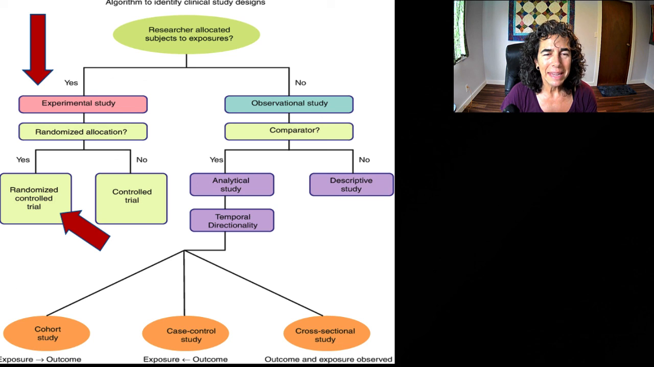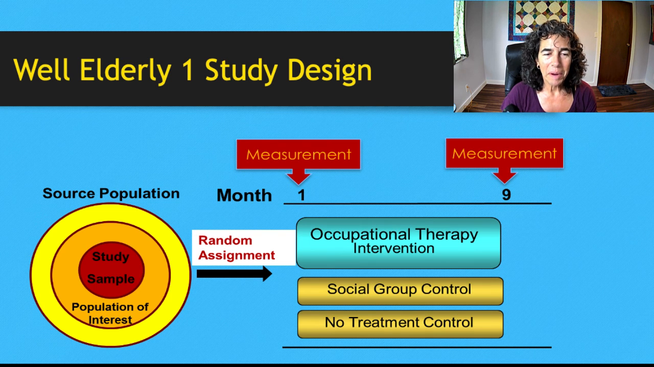So we are on the left-hand side. We have an experimental study as noted by that red arrow going down, and it's a randomized controlled trial. We're going to be talking a lot about something called the well elderly study. This was done by Florence Clark and colleagues at the University of Southern California. They looked at the effects of occupational therapy intervention on a sample of older individuals. So this is a visual model of that experiment.